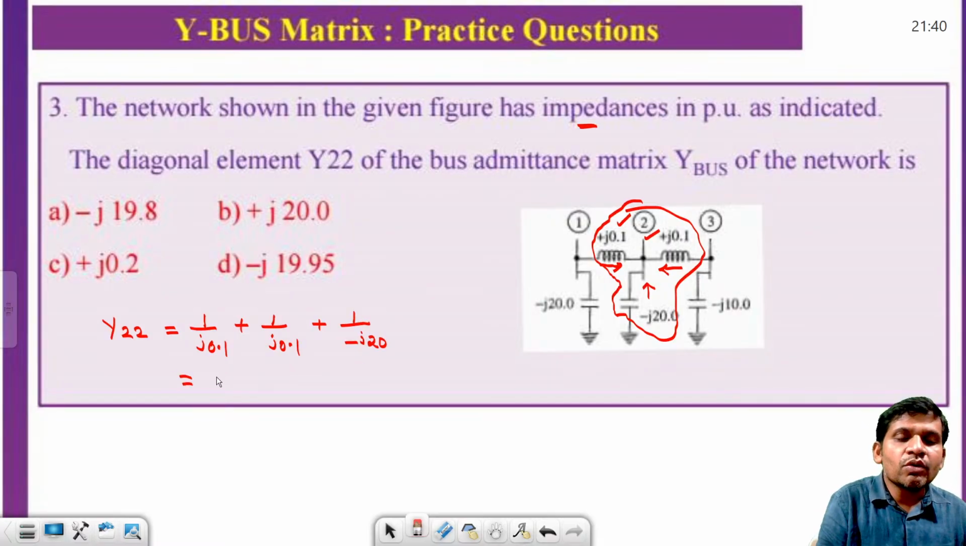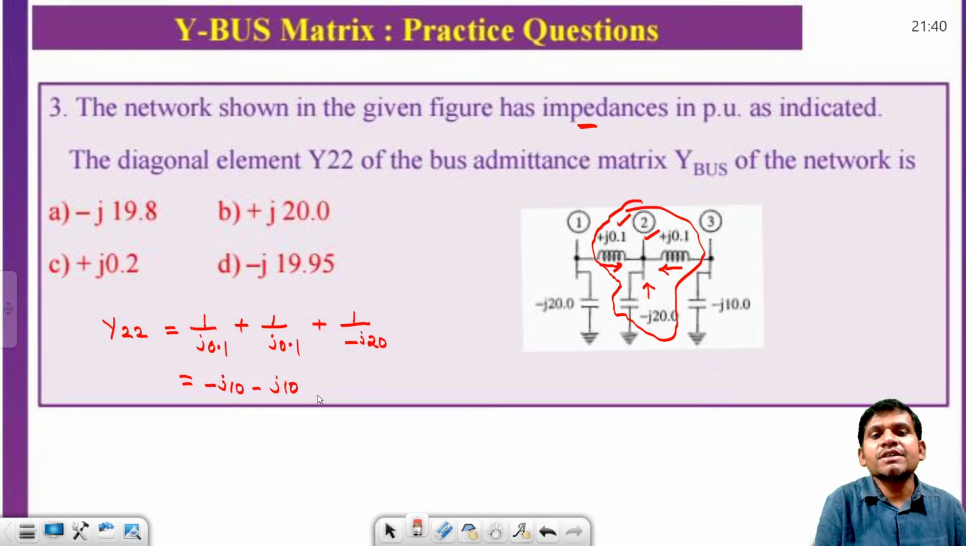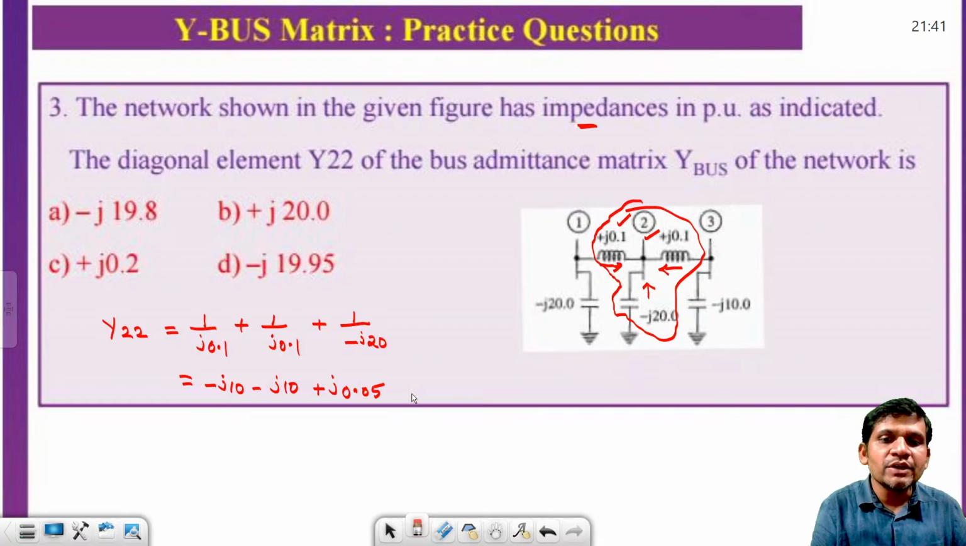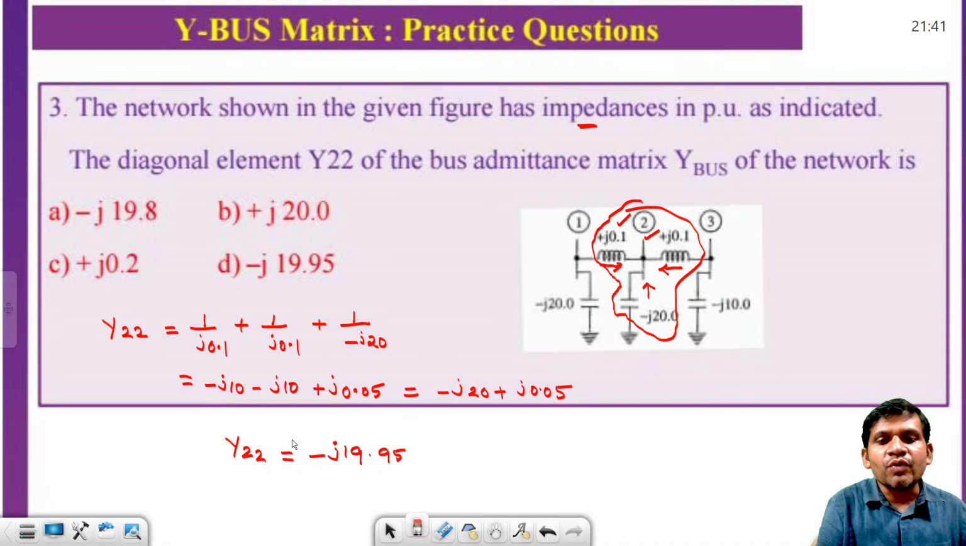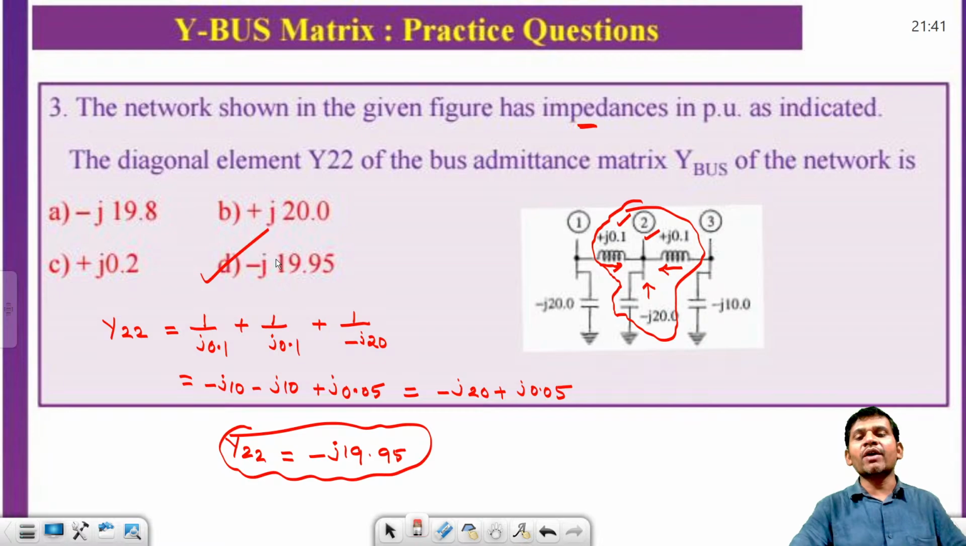Okay? This is equal to how much? This is minus j10, minus j10. This is how much, friends? Plus j0.05. Correct? J0.05 minus j20 plus j0.05. Then what is the Y22 element, friends? Y22 element equal to minus 19.95 per unit. Minus 19.95.